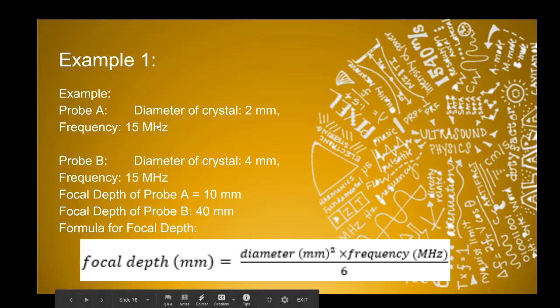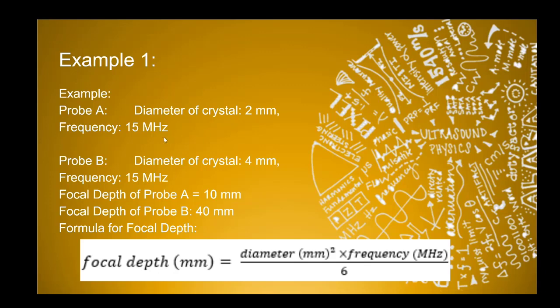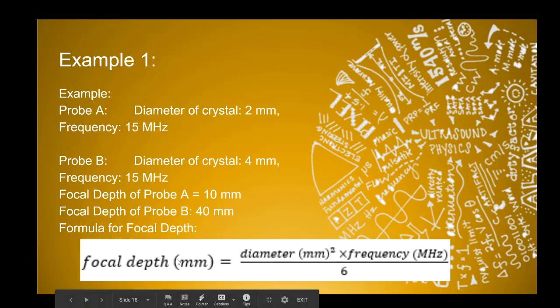So if we look at probe A, it has a diameter of 2 millimeters and a frequency of 15 megahertz. Probe B then has a diameter of 4 millimeters and the same frequency. So we're looking at how the diameter changes where the focal depth is. So the focal depth formula is on the bottom here. Again, we're just showing you how these are related to one another.